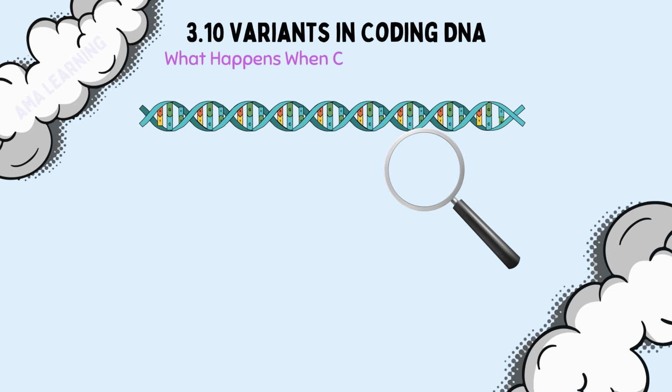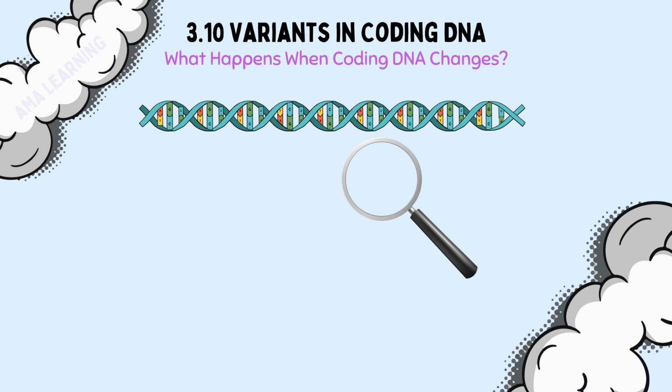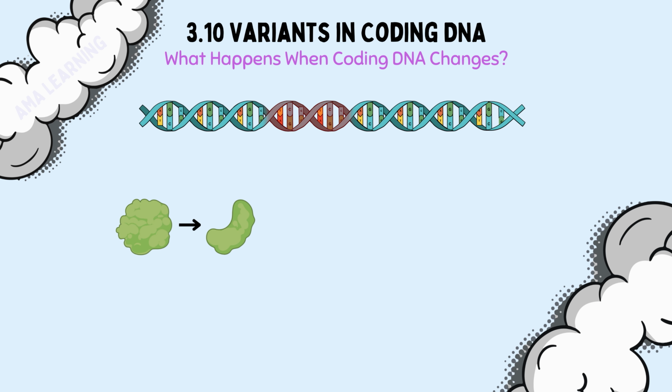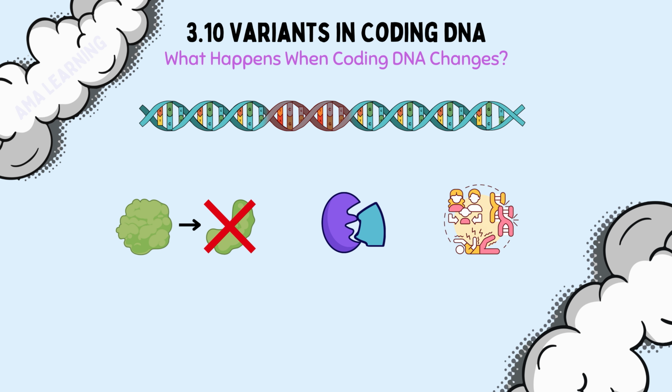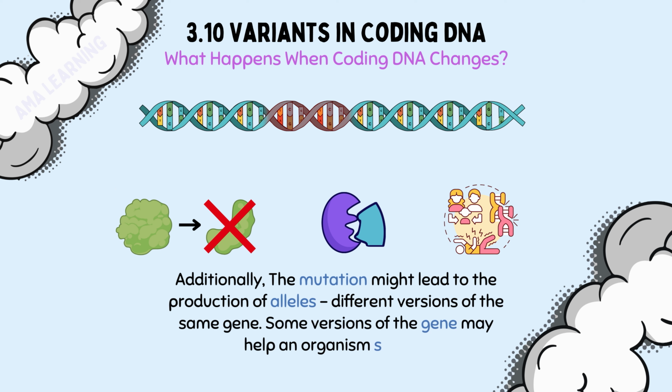What happens when coding DNA changes? When the sequence of coding DNA changes, a mutation occurs. It's like altering a recipe. If the mutation changes the protein shape, it might not work properly. For example, an enzyme may no longer fit with its substrate, like a broken key that doesn't fit the lock. This can cause diseases or disorders. Additionally, the mutation might lead to the production of alleles, different versions of the same gene. Some versions of the gene may help an organism survive.